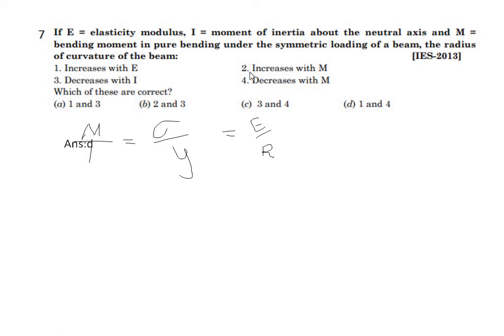And the second, it increases with M. The second answer is wrong, since the radius of curvature is inversely proportional to M. So the second answer is wrong. The third option, look at the third option, decreases with I.